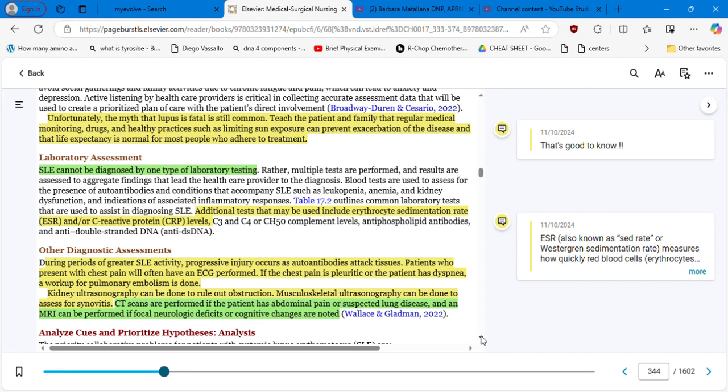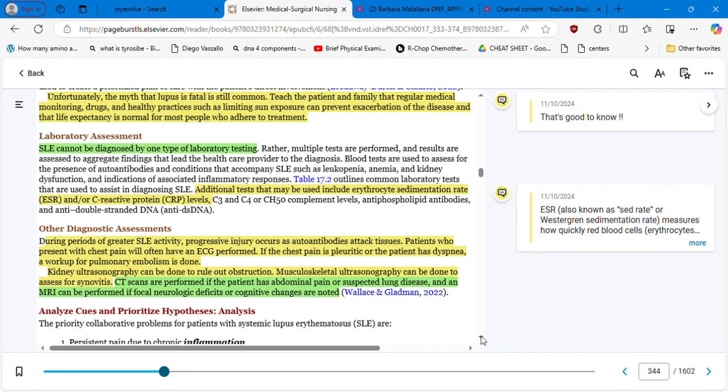Okay, so we are going to stop here. When we come back, we are going to review the laboratory assessment for lupus, and we're going to finish this topic. Thank you.